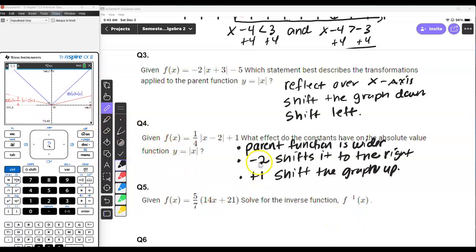As I said before, the parent function is wider. Now the blue is the parent function. This is the new function here. So the 1/4 makes it wider. The minus 2 shifts it to the right, and the plus 1 shifts it up.